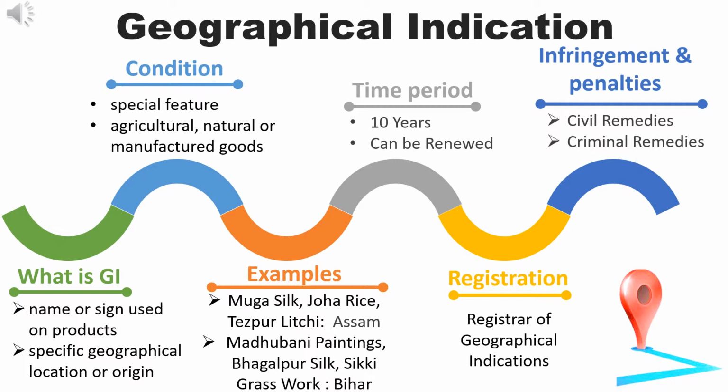The remedies available for protection of GI may broadly be classified in two categories. First is civil remedies. The Act provides for the following civil remedies for infringement of a registered GI. First, injunction. Second, damages or account of profits. Third, delivery up of the infringing labels and indications. The second one is the criminal remedies, which may be imprisonment or a fine, or imprisonment and fine together.